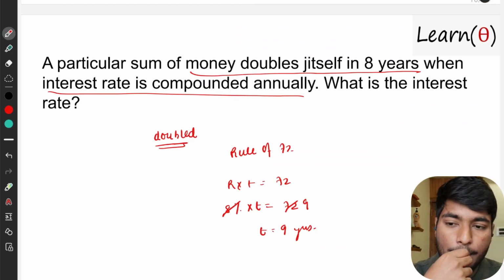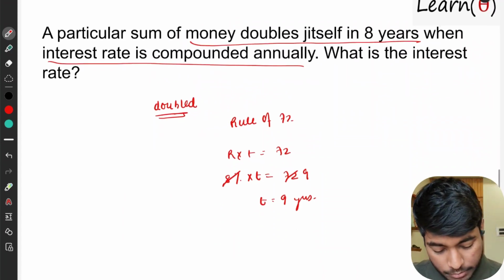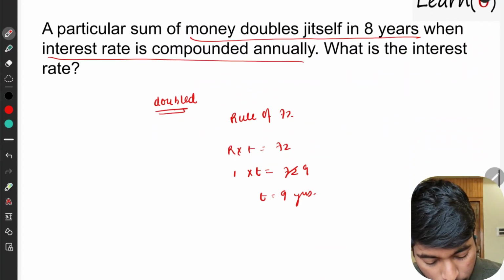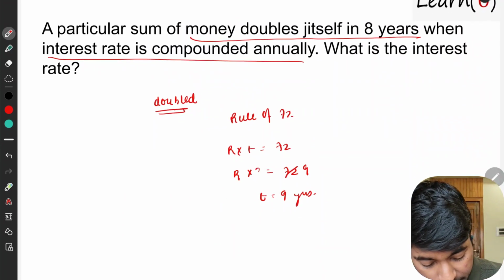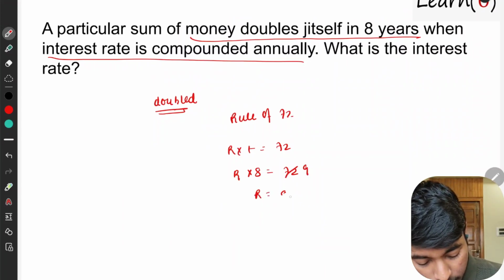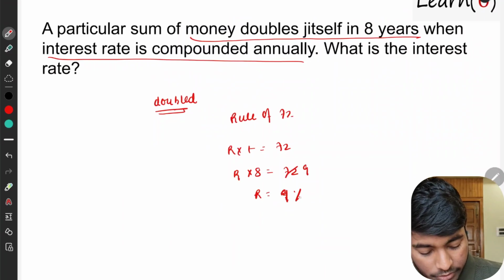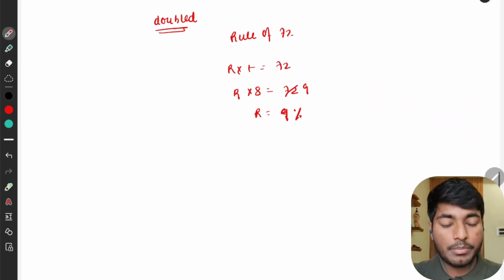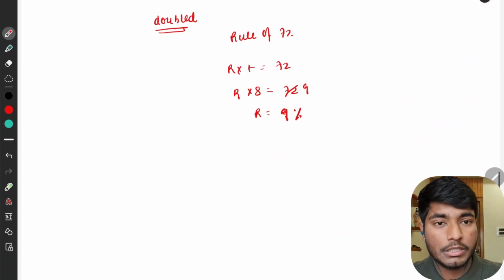Is that clear? Okay, I'm sorry. It is given to you that you have to calculate the rate, and the time is given as 8 years. So that means the rate will be equal to 9%. What is the interest rate in this particular question? It is 9%. Okay, isn't it so easy?